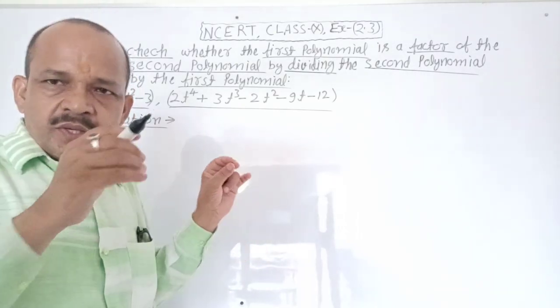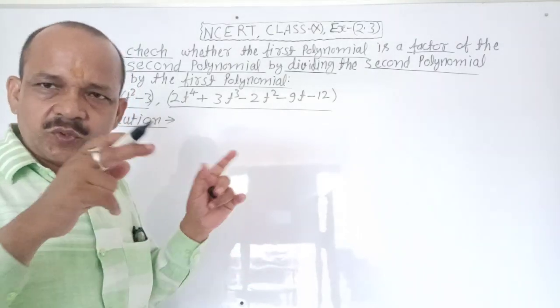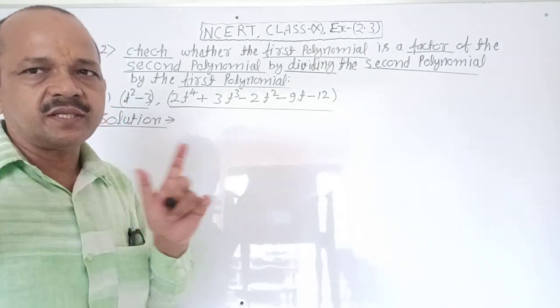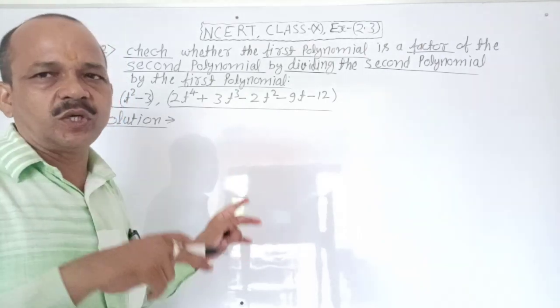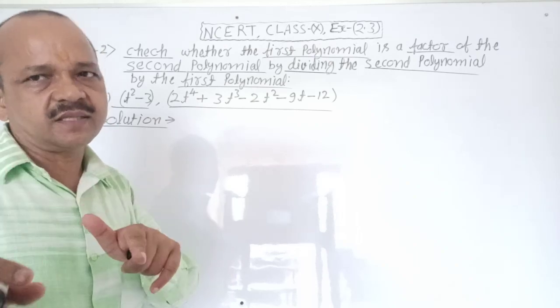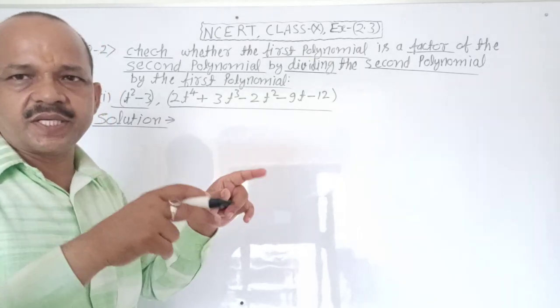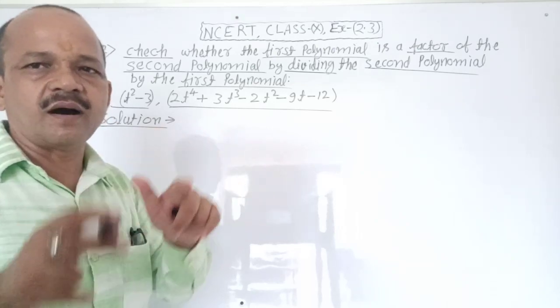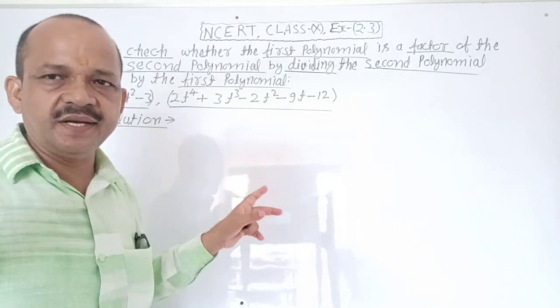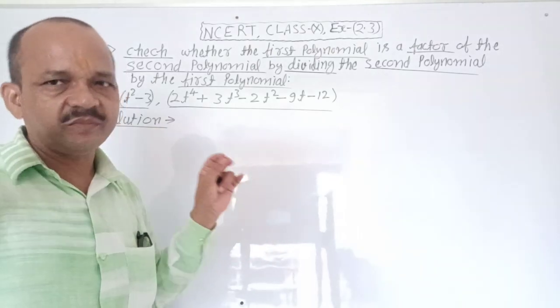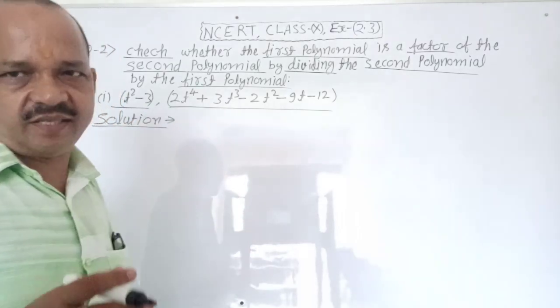Very good. We know dividend equals divisor multiply quotient plus remainder. It means p(x) equals g(x) multiply q(x) plus r(x). Here p(x) is dividend, g(x) is divisor, q(x) is quotient and r(x) is remainder. It is clear, no confusion about it. Very good. It is very easy. See the board.